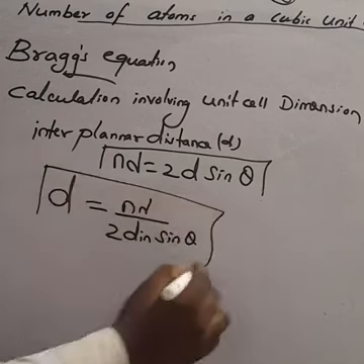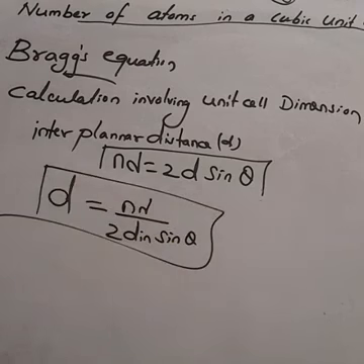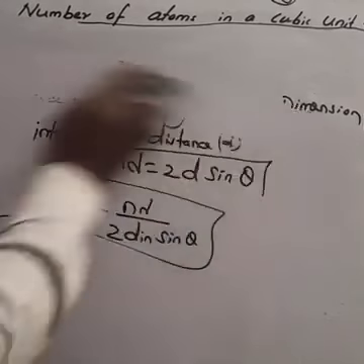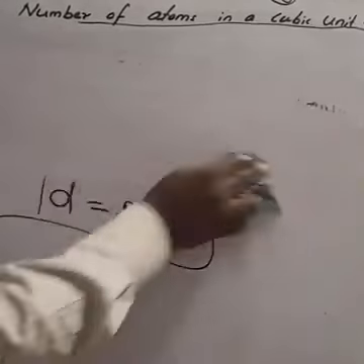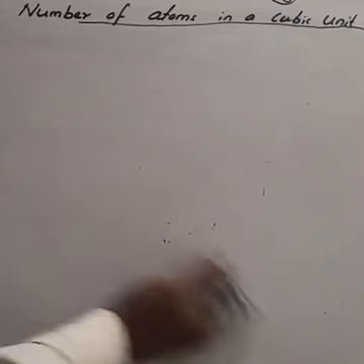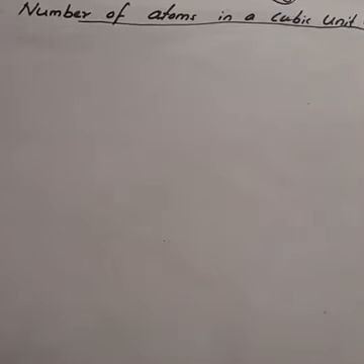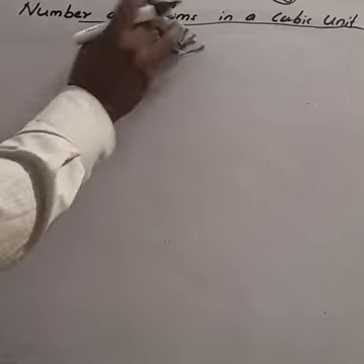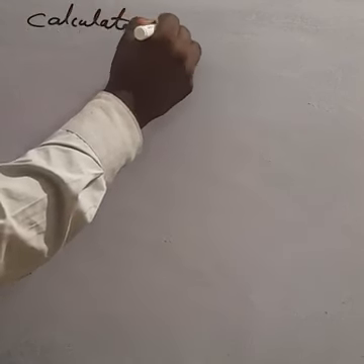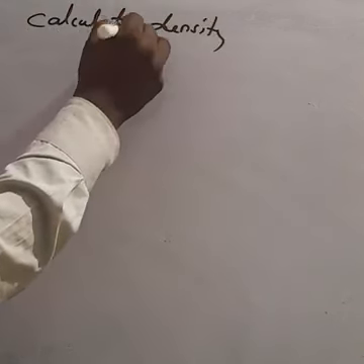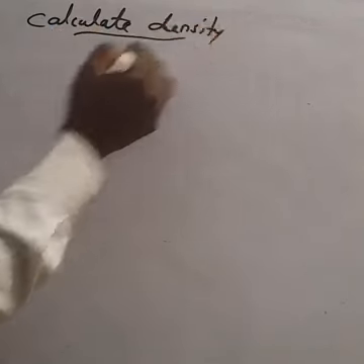Next, how can you calculate density? Derive the density of a unit cell. That is the question. Derive the density of a unit cell. Calculation of density. Based on the edge length, we can calculate the density. Using the edge length of the unit cell, we calculate density. Density means, all of you know that one, rho.